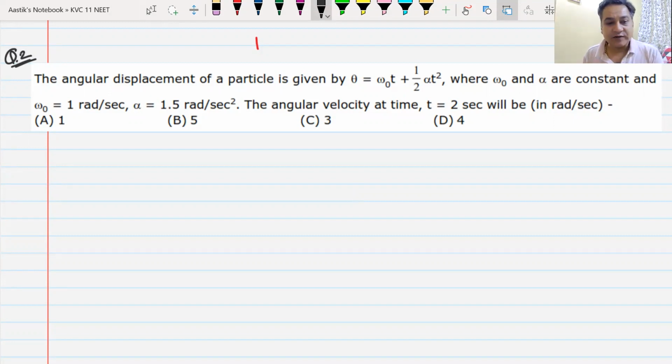The angular displacement of a particle is given by, remember, angular displacement is given by omega naught t plus half alpha t square, where omega naught and alpha are constant. The value of omega naught, omega 0, is 1 radians per second. Alpha is 1.5 radians per second square. What is the angular velocity at 2 seconds? That is what you have to tell me, my dear friends. I hope you will be able to give me the answer. There are 4 options: A, B, C, D, 1, 5, 3, 4. And I'll give you 2 minutes to solve this.